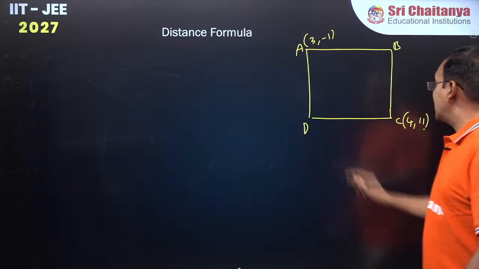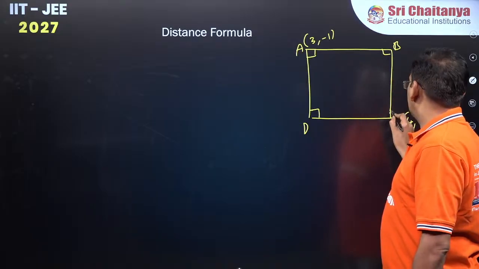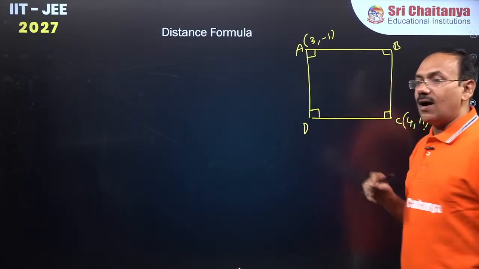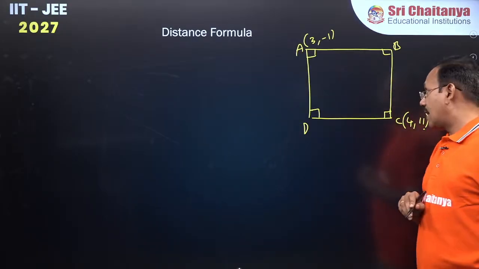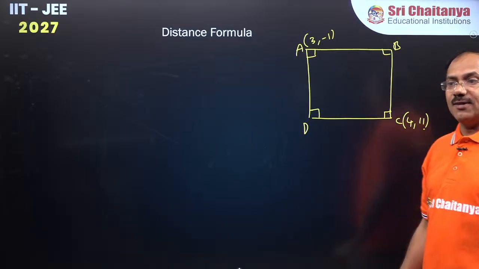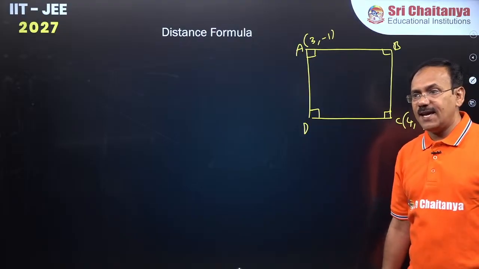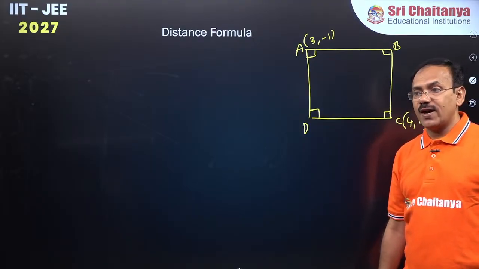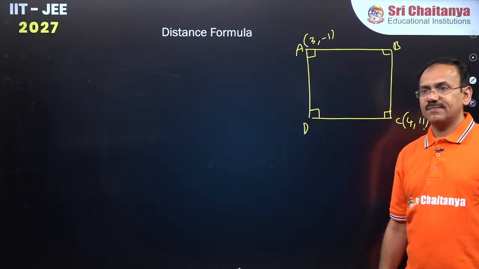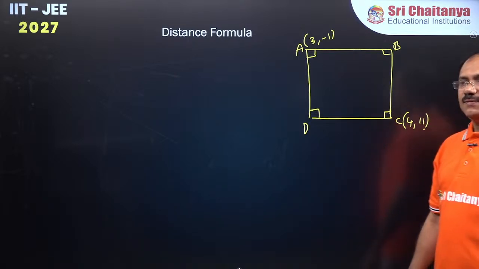It is a square, dear friends, where A and C are the ends of the diagonal. So can you find the area of this square? Can I get the area of the square?